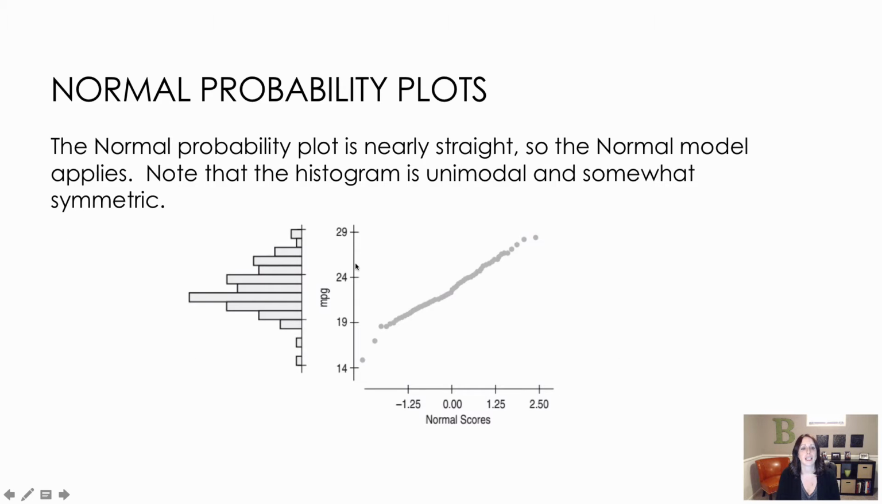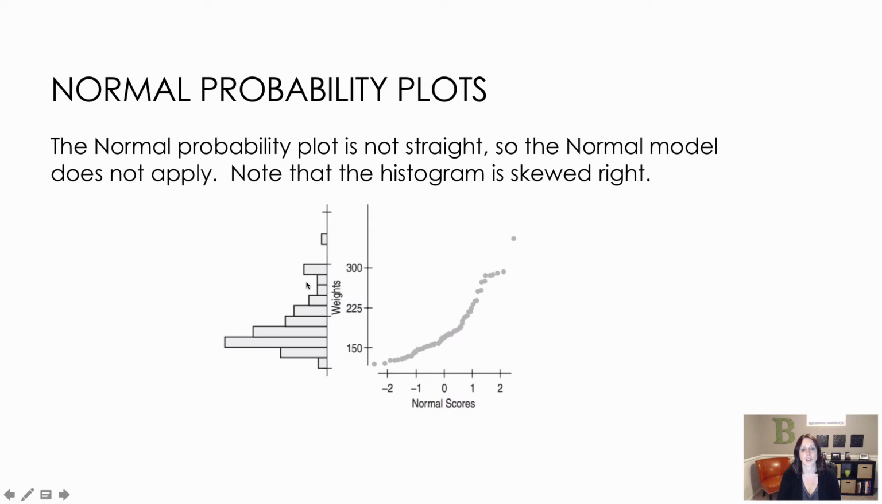Looking at this, this is a normal probability plot, and notice next to it I've shown you the histogram that it came from. Looking at this histogram, I would say, yeah, that looks like a normal model. Looking at the probability plot, what I'm looking for here is, am I looking at a straight line? And in this case, yes, I am. And so the straight line corresponds to the unimodal symmetric histogram.